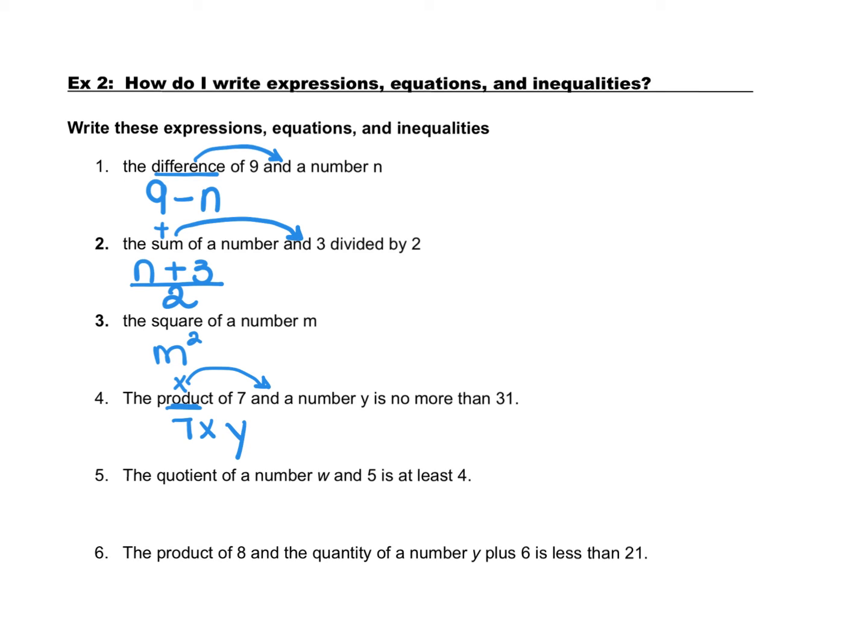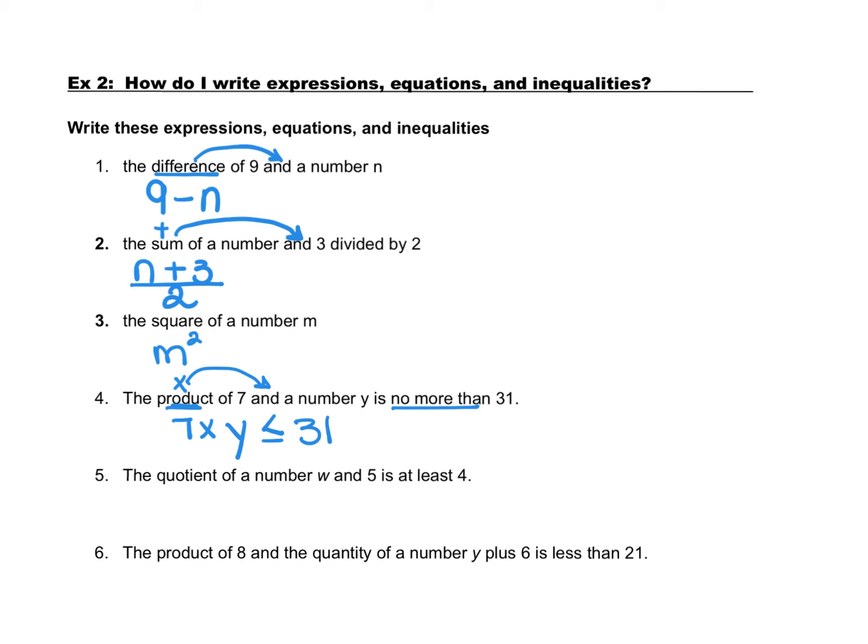So now let's think about the words "no more than." All right, so if the answer is no more than 31, can it be 31? Yes. It cannot be more than 31, but can it be less than 31? Yeah, and so that's where you get that less than or equal to 31. And this is confusing at first, and we'll take a lot of time this year practicing that.